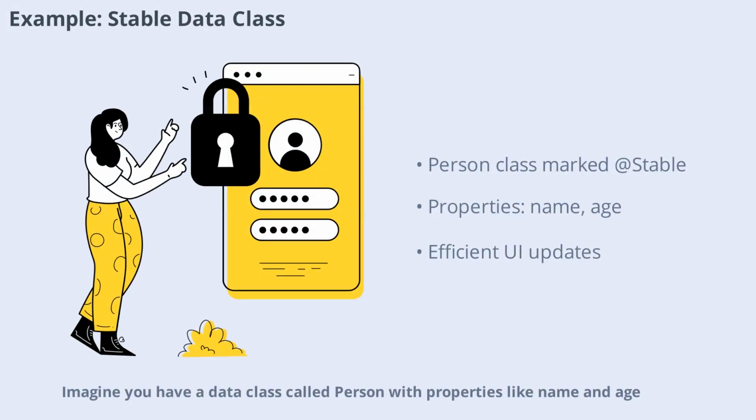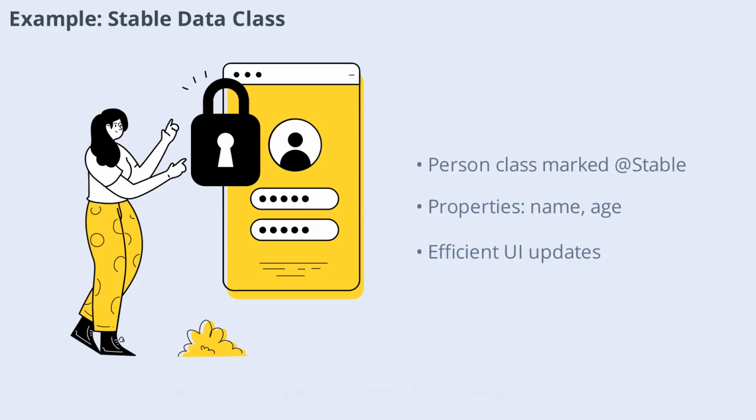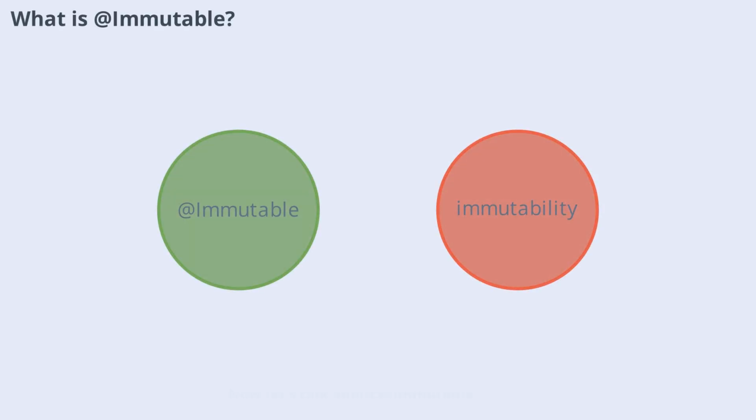Here's a simple example. Imagine you have a data class called Person with properties like name and age. If you annotate this class with @stable, Compose knows that unless you explicitly change the name or age, the object remains stable. This means Compose won't waste time updating the UI unless there's a real change, which is exactly what you want for performance.